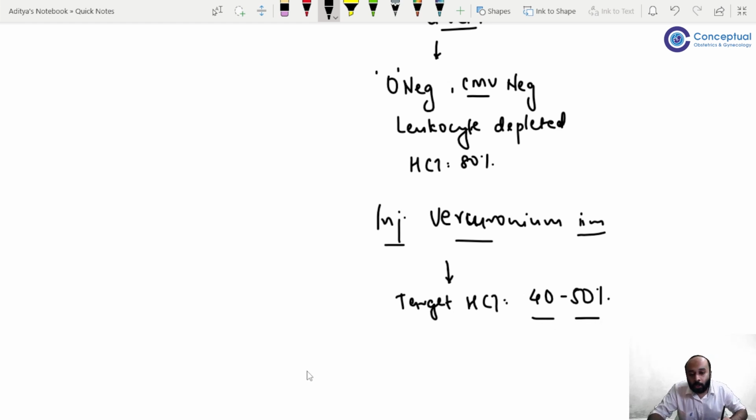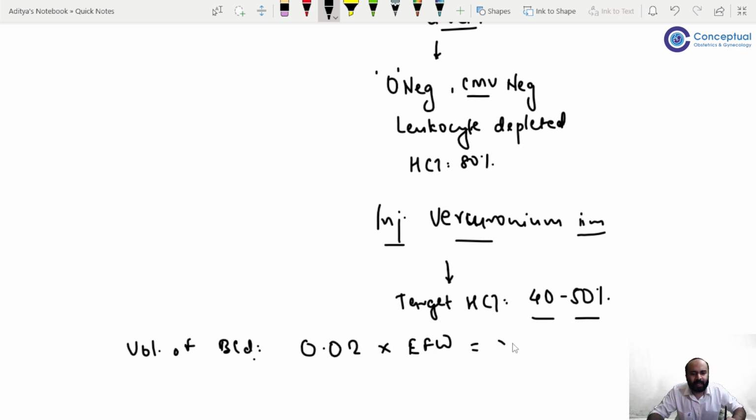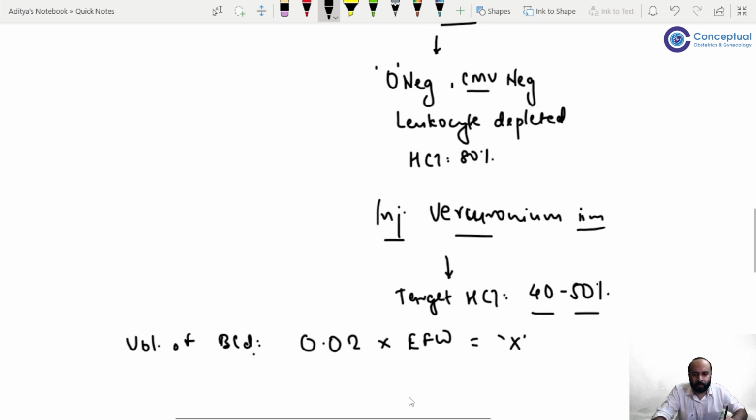So how do I calculate how much volume of blood I have to give to this fetus? The volume of blood is calculated by a very simple formula. So first of all, I take a factor that is 0.02 and I multiply it by the estimated fetal weight at that point. Whatever the fetal weight is, I will calculate with it. This will give me an x value. I get some value. This x I keep aside for now.